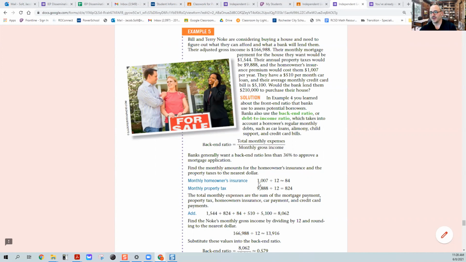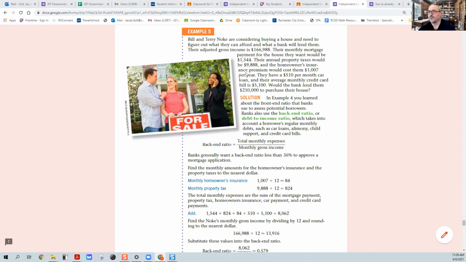All right, here's how we calculate the total monthly expenses. Let's take that homeowner's insurance. The homeowner's insurance premium would cost them $1,007 per year. To find the monthly amount, we're going to take $1,007 and divide by 12. There are 12 months in a year. If this is a yearly payment, we'll divide it by 12, and we find that's $84 per month. Homeowner's insurance will cost them about $84 per month.